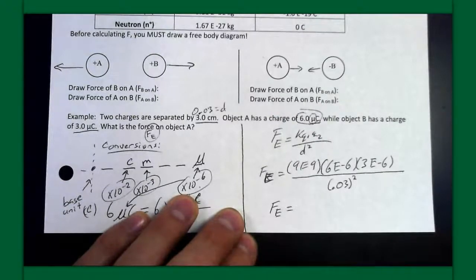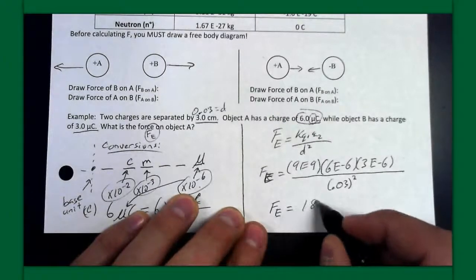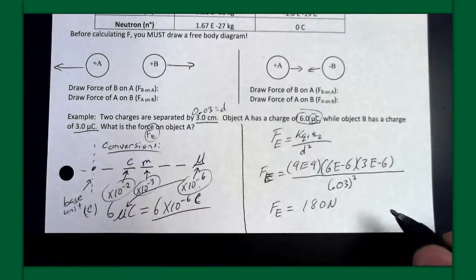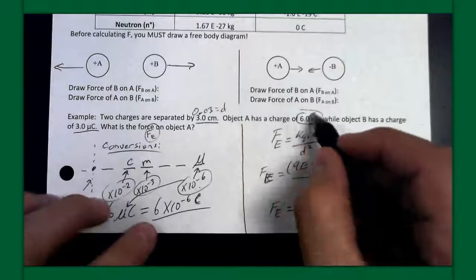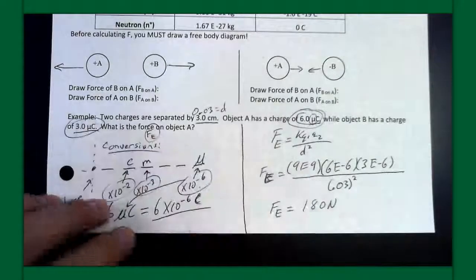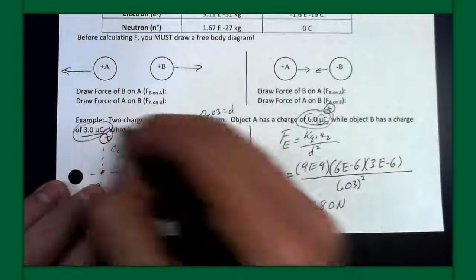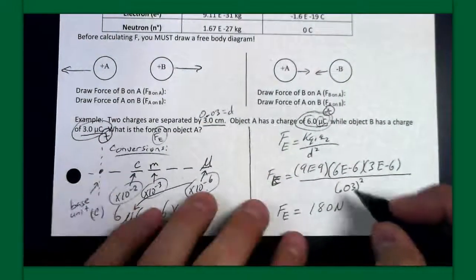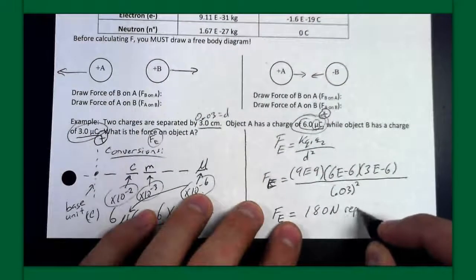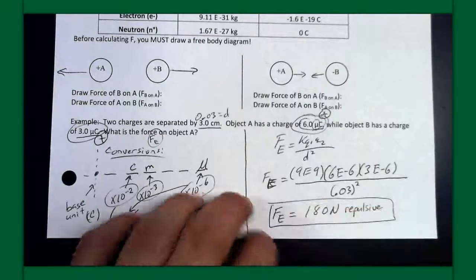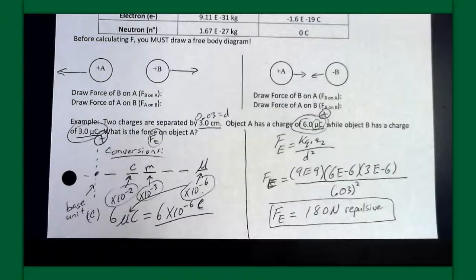If you did that, you should have found that the electrostatic force was 180 newtons. But this is only the magnitude of the force. If we look up here, we see these two charges. They didn't tell us that they're negative, so we can assume that they're both positive charges, which means that this force is going to be a repulsive force. That's the direction that we report for the electrostatic force. It's repulsive.